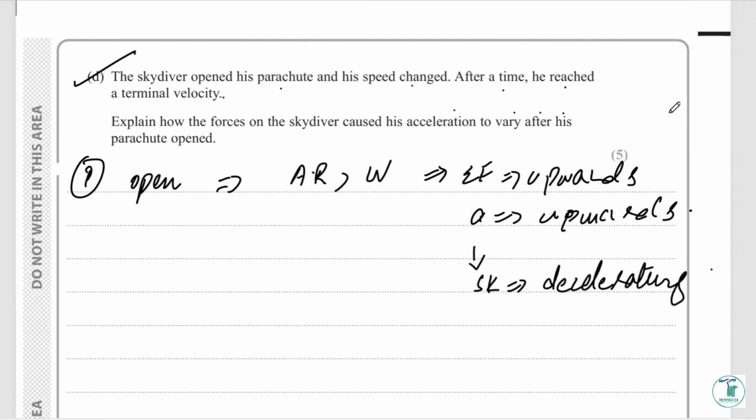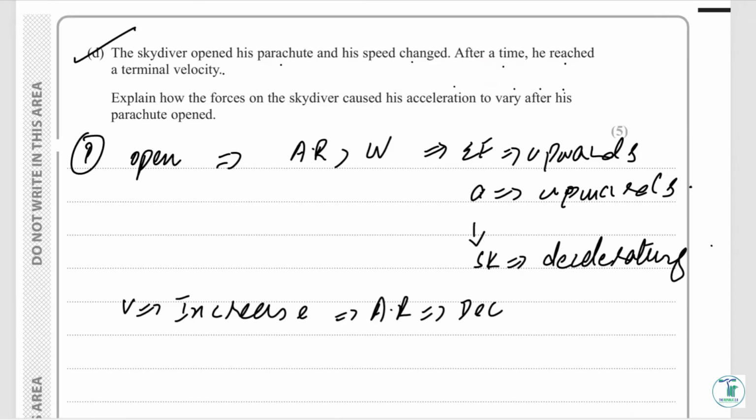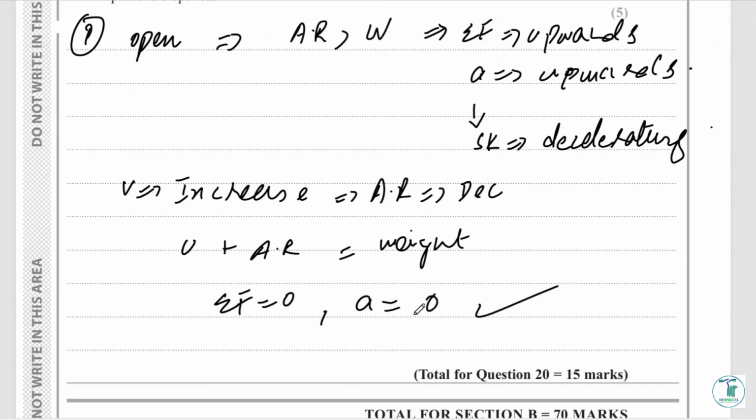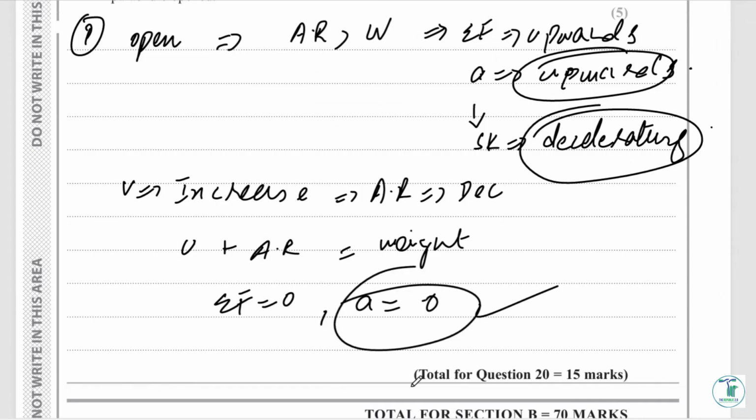As the speed decreases, at the same time, the air resistance would decrease as well. And as the air resistance decreases, what does that mean? That now the air resistance plus the upthrust acting on the body should be equal to its weight. And as soon as they become equal to the weight, the resultant force should be zero and acceleration is zero as well. So that is how the acceleration varies from him jumping down to parachute opening.